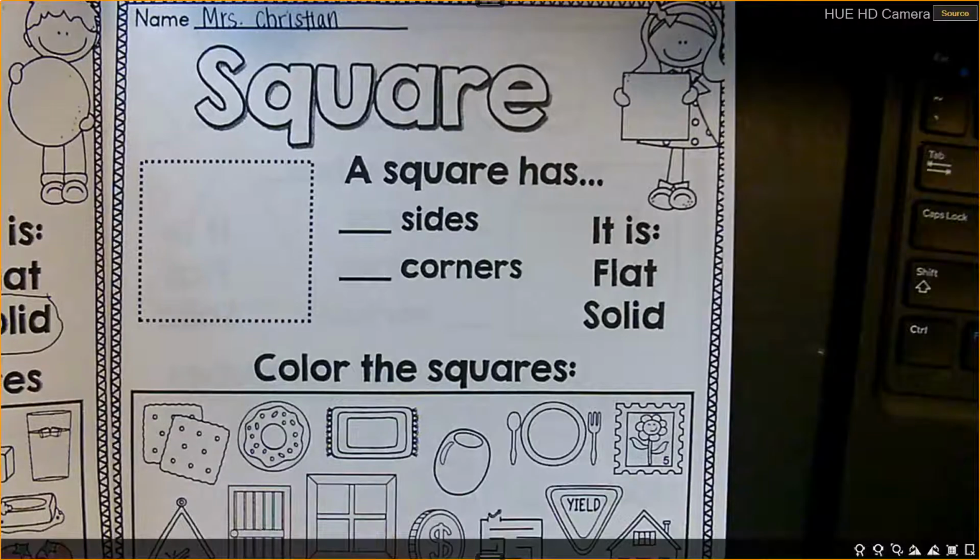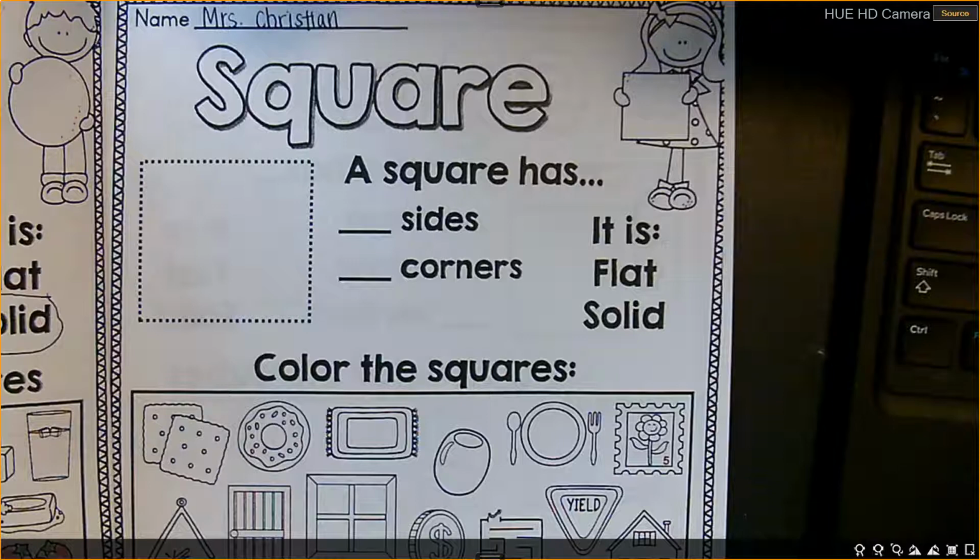Okay, today we have a square. A square has four sides. Now, sides are straight lines that meet, or straight lines. And a square has four sides, and they are all equal.